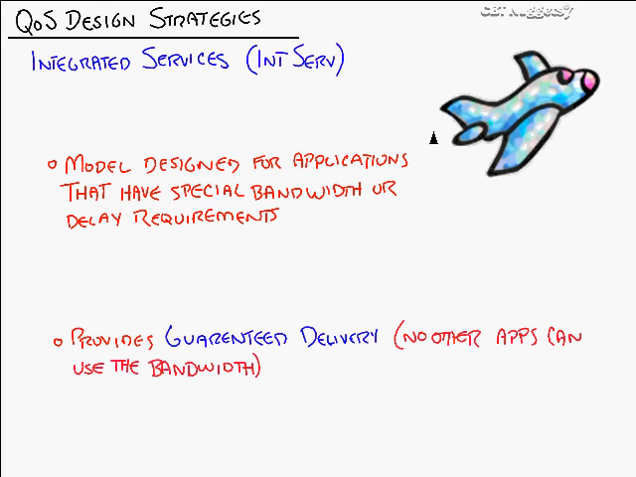You'll often hear it abbreviated IntServe. And it's still in use in plenty of networks today. What IntServe does is it carves out bandwidth for applications. There's a lot of applications that require specific amounts of bandwidth or need a specific amount of delay. It needs to get there at this amount of delay, 50 milliseconds, 100 milliseconds. IntServe provides just that. It gives you guaranteed delivery.